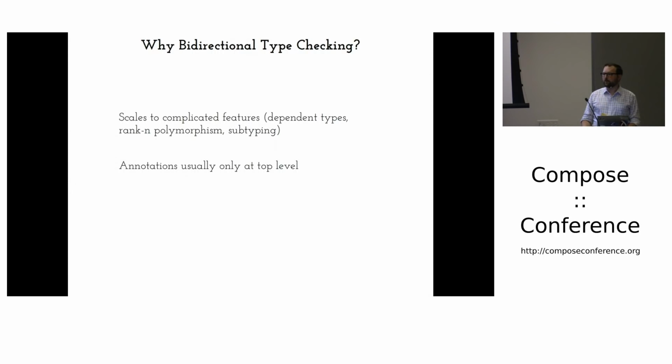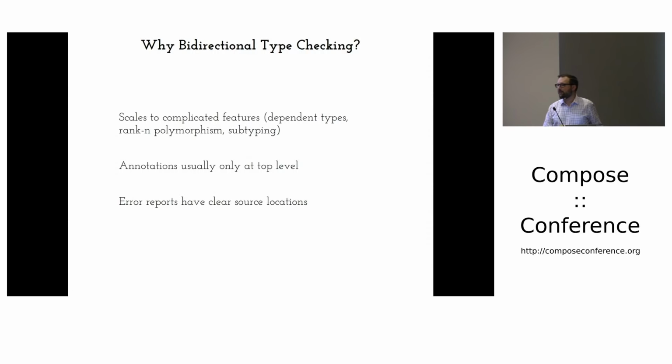When I say usually only at the top level, that's because there's an exception to this, which is that an explicit redex will often also require type annotations. So if I am the kind of person who would rather write lambda x plus 4 applied to 2 instead of 7 in my code, then I'll have to put in a type annotation for that lambda as well. This is something that I think most people can live with.